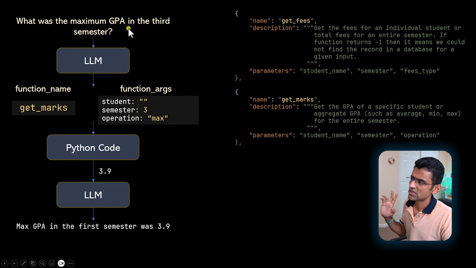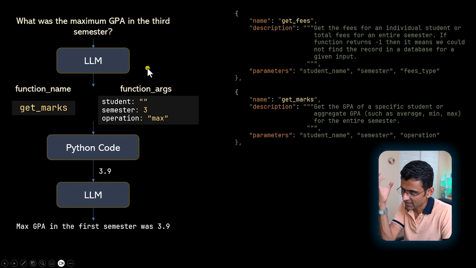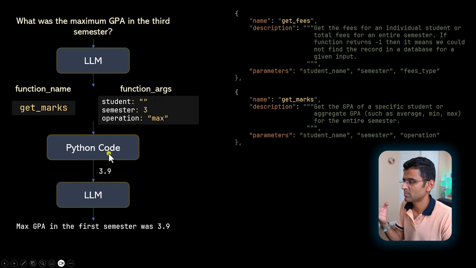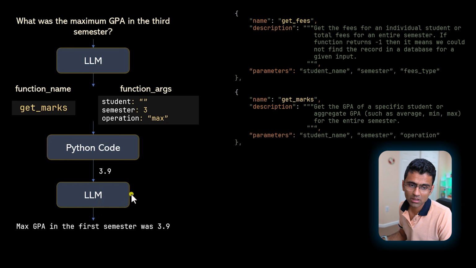Same thing. If you have a GPA related question, it will figure out it is the get marks function, extract entities, figure out function arguments, run the Python code, and generate an answer. Again, LLM generates a beautiful human readable answer.